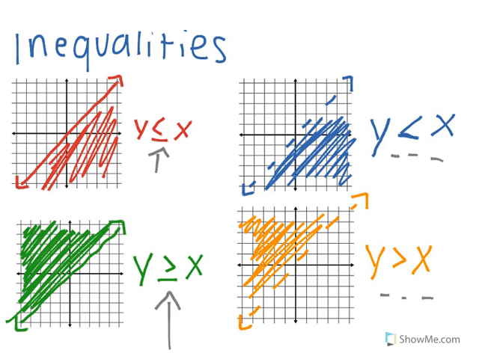And this is what you need to know, the basics. If there's an equal to in it, it's going to be a solid line. If there's no equal to in it, it's going to be a dotted line. If it's less than, it's going to be below the graph. If it's greater than, it's going to be above the graph.